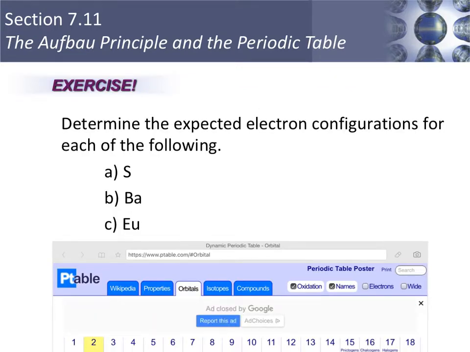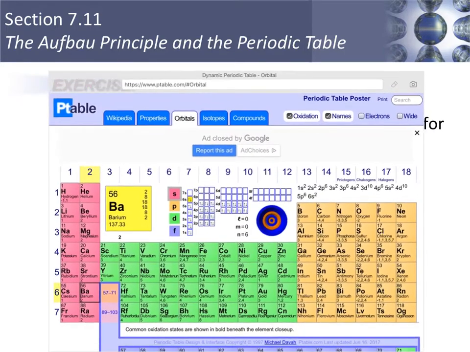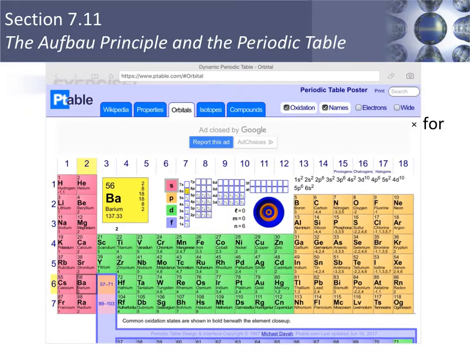All right, so the question here is to find the expected or predicted electron configurations for each of the following elements. So let me pull up the periodic table, and I guess I did this out of order, but here's barium. So we see barium down here. There's barium. So barium is going to be the same as xenon, which came before it, but then in addition, it's going to have a 6s2, okay?